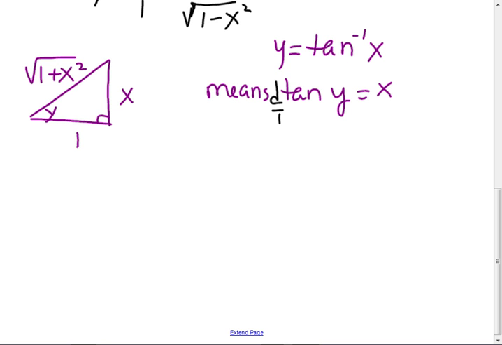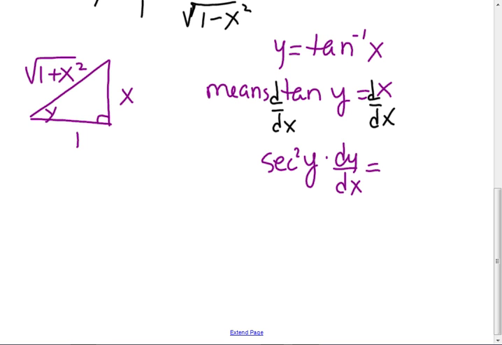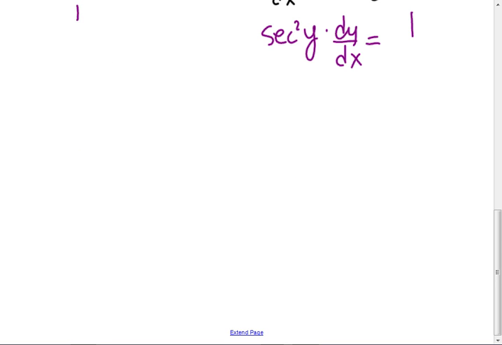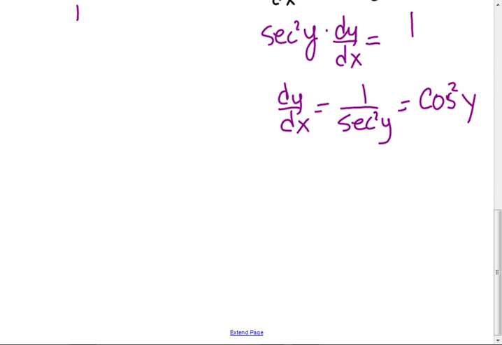What's the derivative of this? What's the derivative of tangent of y? Secant squared of y times what? dy dx equals 1. Okay, dy dx, there's a couple ways to do it. It's 1 over secant squared of y. What's another way to write that? What's 1 over the secant? Cosine. That's the cosine squared of y.